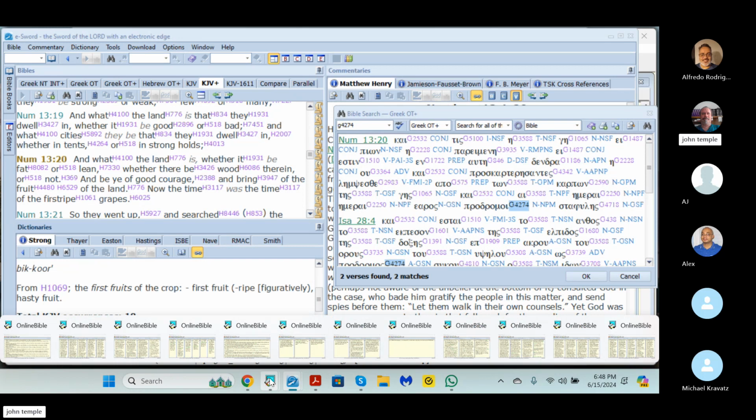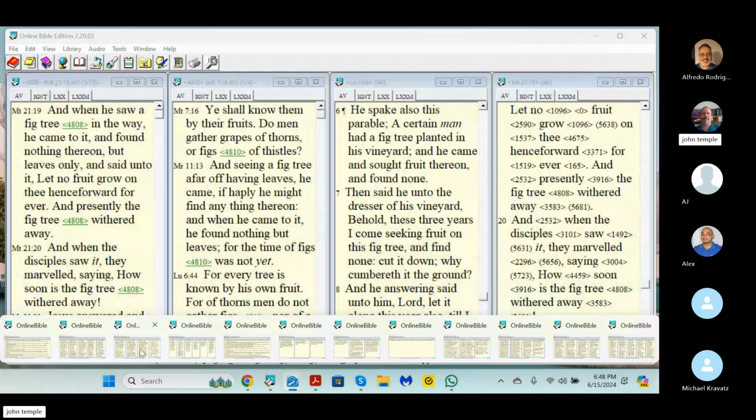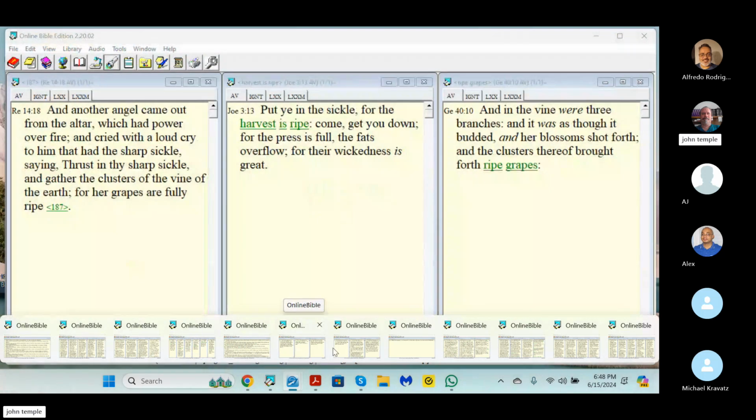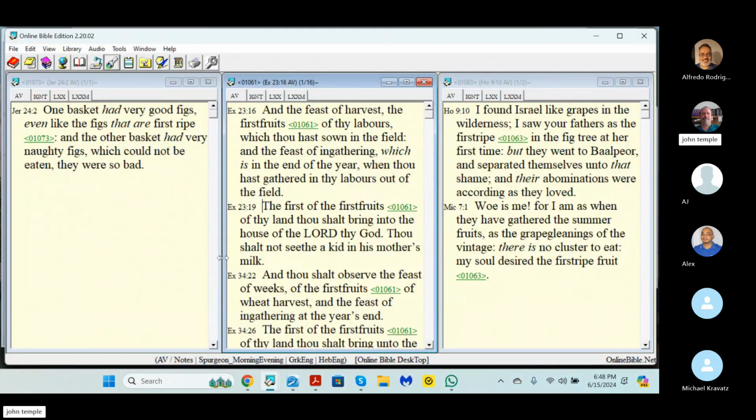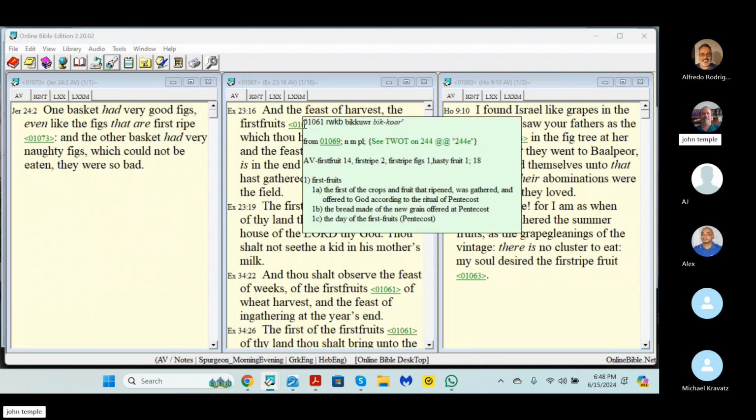That's 28:4. So you look at those words, 1061, 1063. Bikur also means hasty fruit. I got them up here. I got a bunch of 1061. Let me just run onto it real quick. 1061, here it is. 1061, bikur.